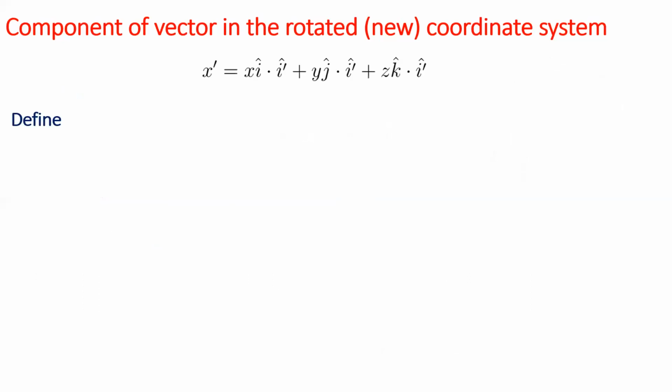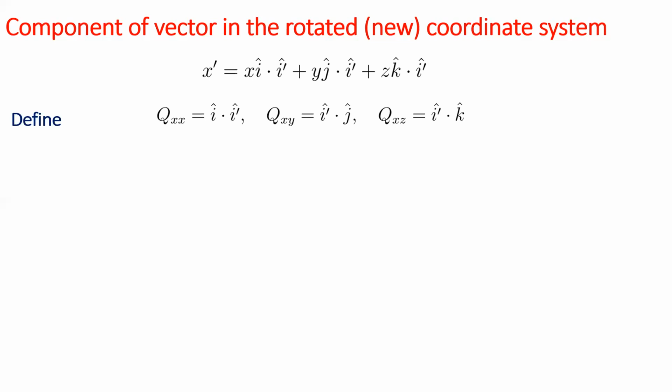Now that we have written what x prime is in terms of x, y, z, and the unit vectors of the old and new coordinate systems, likewise one can identify y prime and z prime in terms of x, y, z, i, j, k, and i prime, j prime, and k prime. Now that we have these terms i dot i prime, j dot i prime, k dot i prime, I'm going to call them qxx, qxy, and qxz.